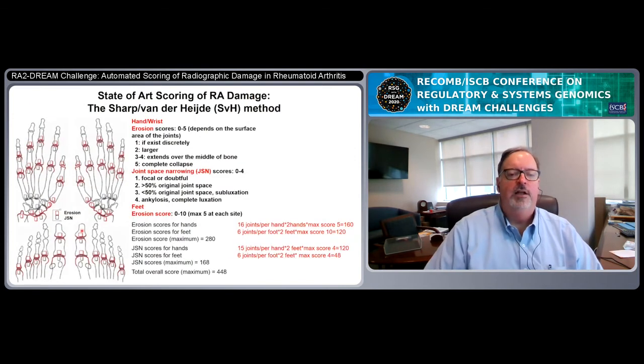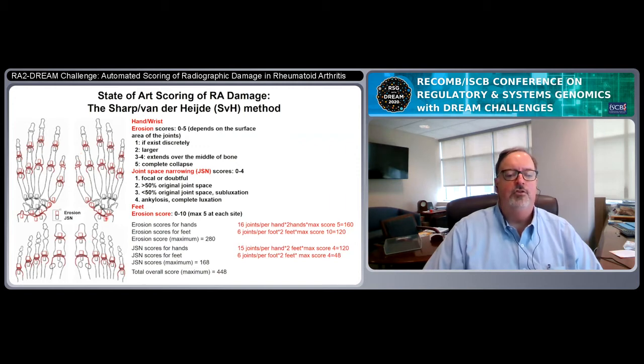Shown on the next slide is the state-of-the-art scoring system for assessing rheumatoid arthritis damage. And you can see here the target joints that are typically affected by rheumatoid arthritis, which are used for the scoring system, which includes both erosions, as shown on the previous slide, and narrowing of the joint space, as shown previously as well.